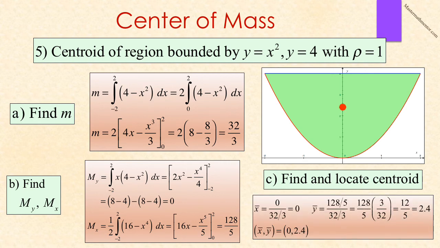As we knew all along, our x bar would be 0. Our y bar is 128 over 5 divided by 32 over 3, which is 128 over 5 times 3 over 32, which is 12/5 or 2.4. So our centroid is at the point 0, 2.4.